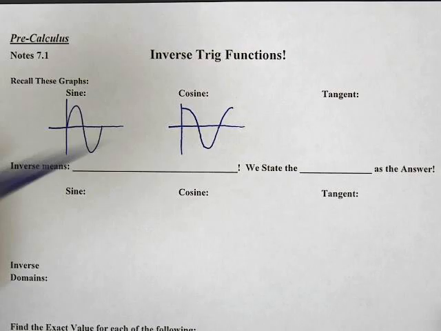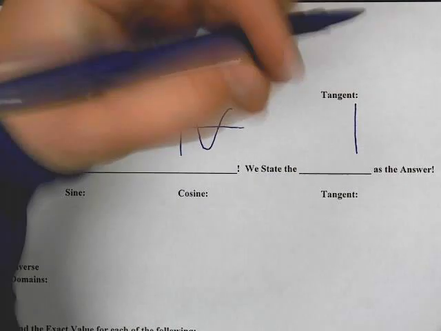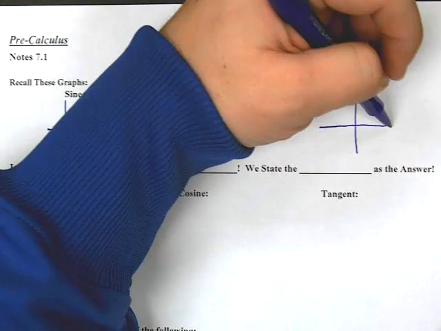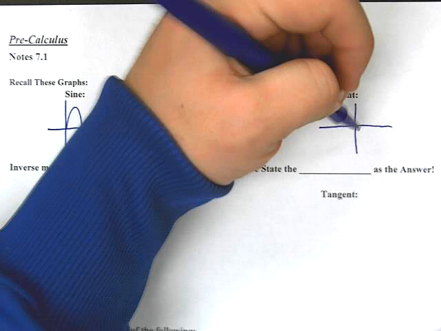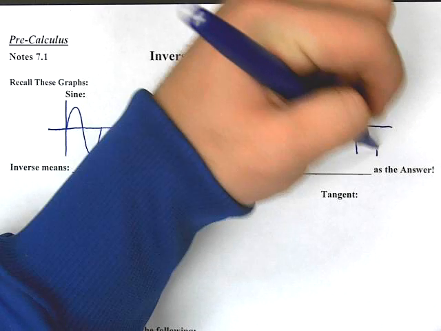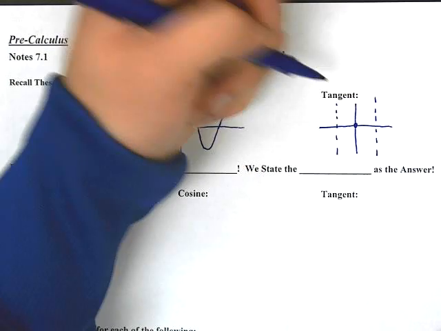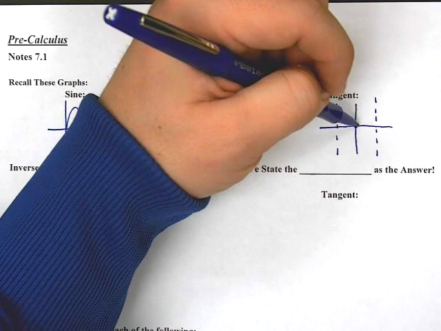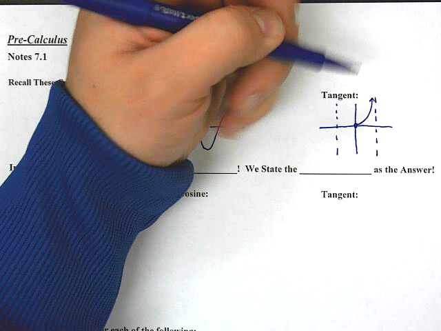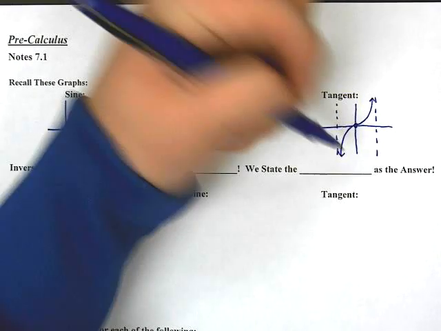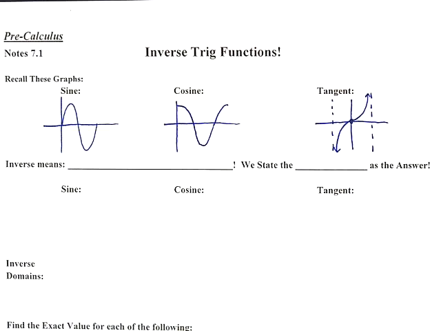And then lastly, our tangent graph. We know that tangent is point, asymptote, point. What we really want to see here is that it goes up and down. All right, we know the general shape of tangent.